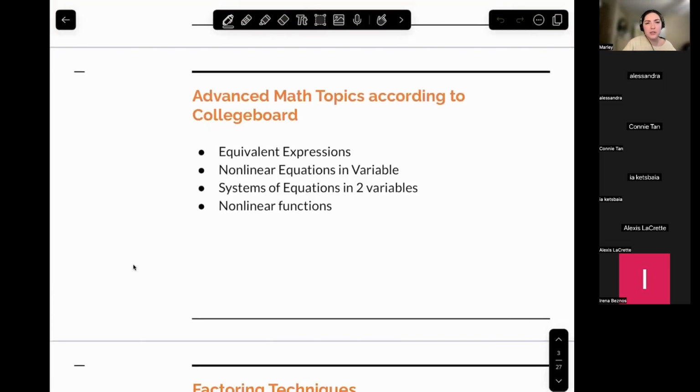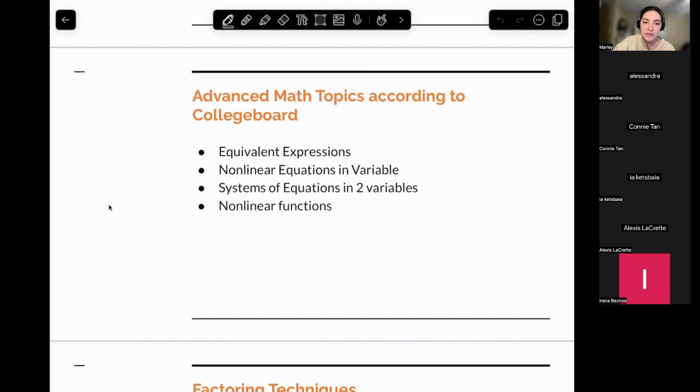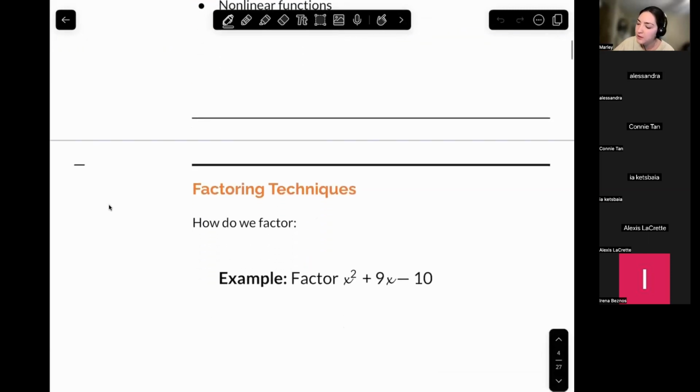These are the concepts according to College Board. So for advanced math, they call them equivalent expressions, nonlinear equations, systems of equations in two variables, nonlinear functions. Kind of vague, not our best descriptions of these things. But basically it's your quadratics, your exponential functions, your other nonlinear graphs. And today we're mainly going to be doing quadratics. Tomorrow, Tuesday, we will be doing all those other techniques like the advanced math part too.